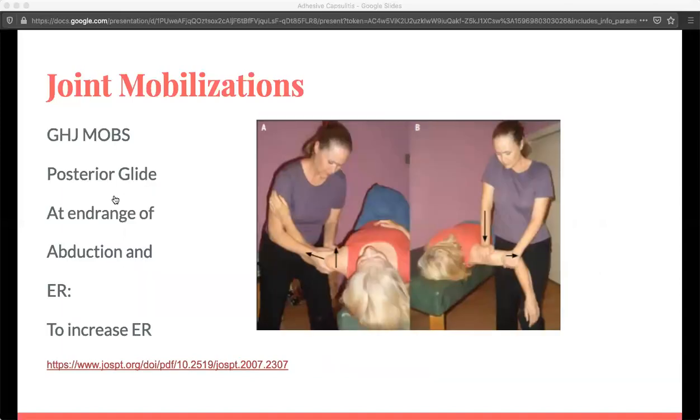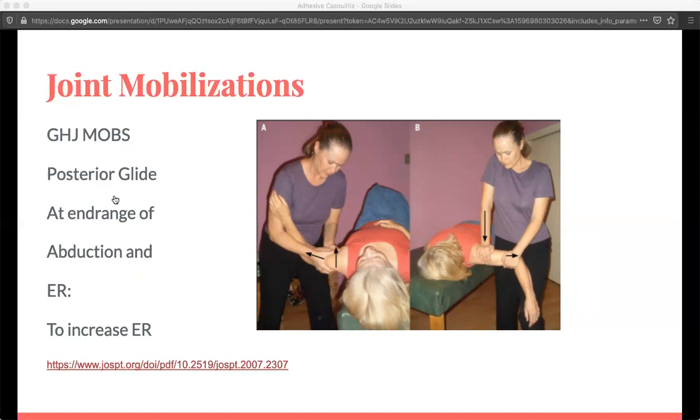Joint mobilizations. So do yourself a favor and check out this JOSPT paper. It's free access. You can all have a look at it. I put it here in the reference. I know we all studied the arthrokinematic rules of concave, convex, how one moves on the other. And you must have learned in PT school that to increase external rotation, you have to do anterior mobs. This paper found that posterior mobilizations work better to increase external rotation range of motion than anterior mobs.